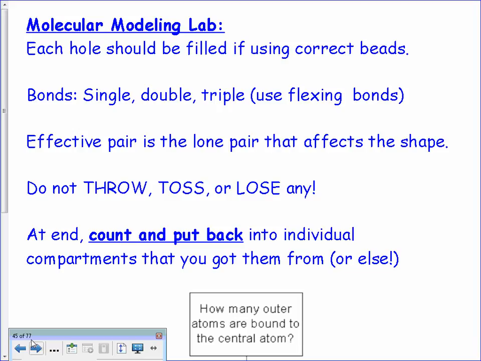Cut it down by. I gotta make some double bonds. Double bonds.